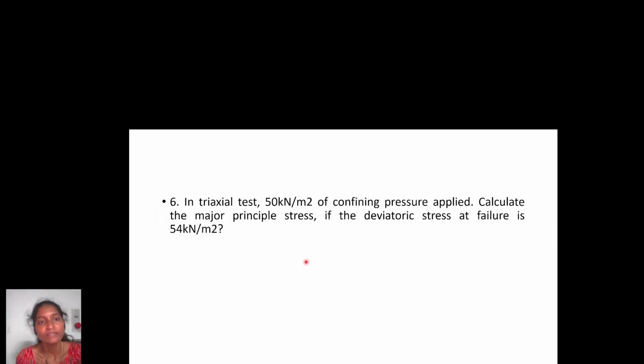In a triaxial test, 50 kilonewton per meter square of confining pressure is applied. So on the sides we have applied 50 kilonewton per meter square. Calculate the major principal stress if the deviating stress at failure is 54 kilonewton per meter square. Deviating stress is the stress which is normally applied from the top. So that is given. Confining pressure from the sides is given. We need to calculate the major principal stress.